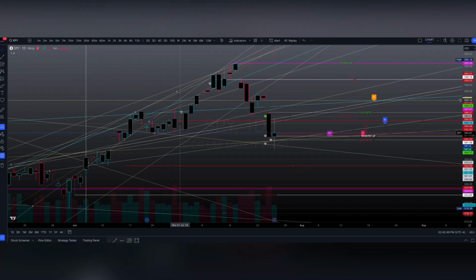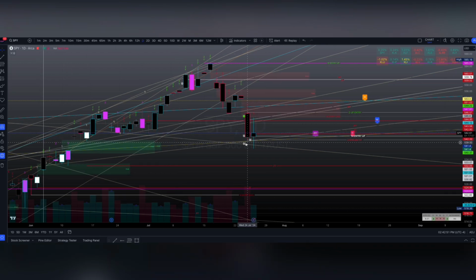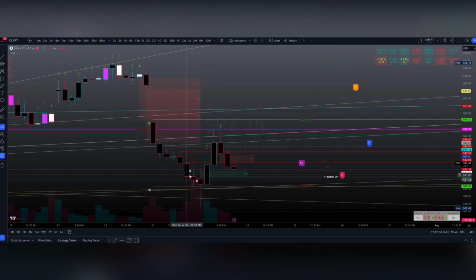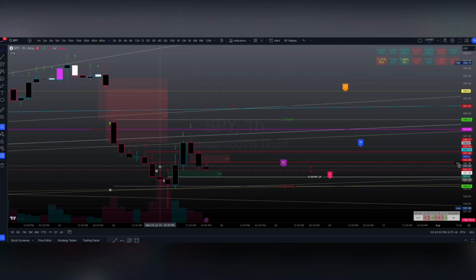I don't know if we can see it on the daily chart. That would be it right here. So we're coming down to the lower time frames. You can see that we got this big old hammer right here, right? Looking at a 2-2 reversal to the upside.